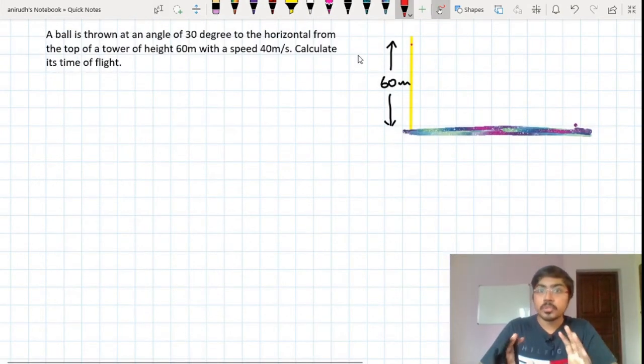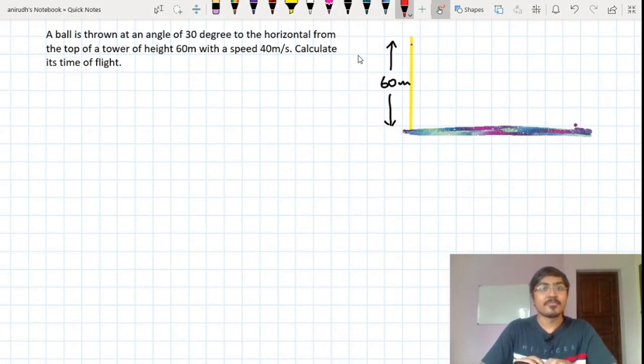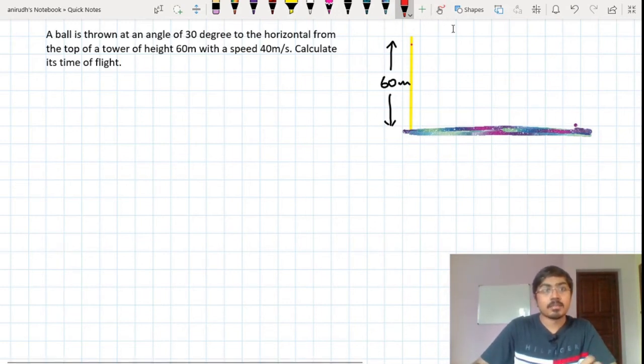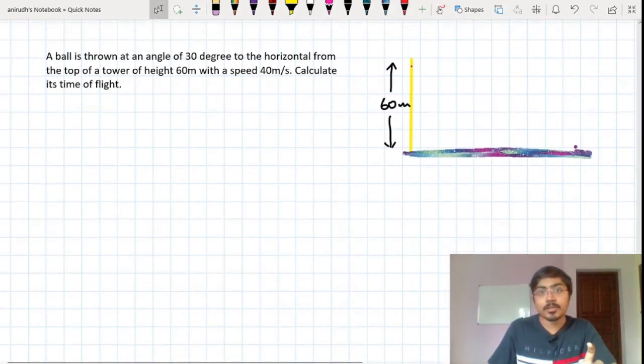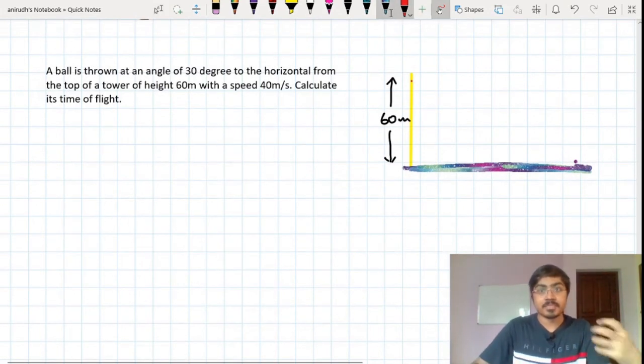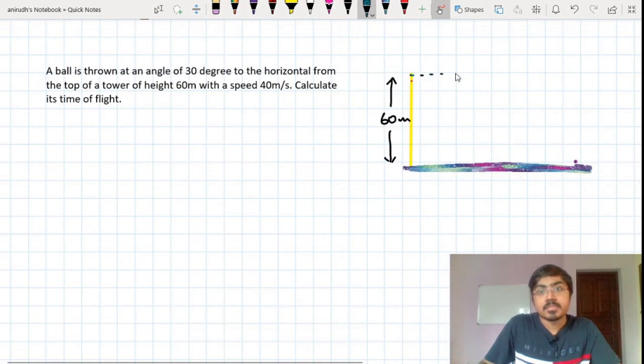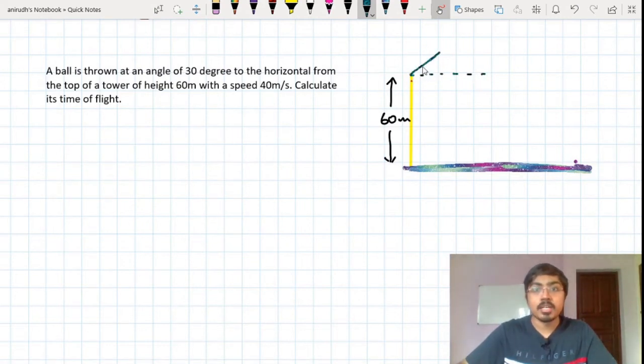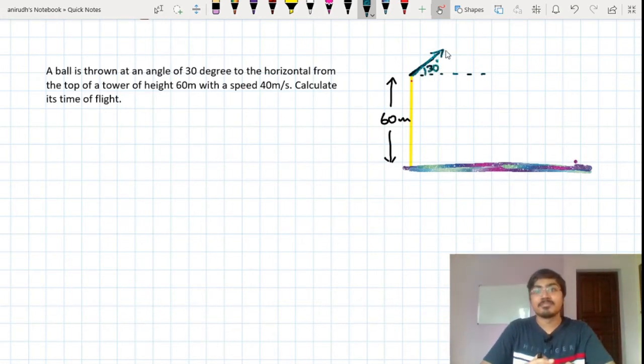Let's try to use whatever concepts we have learned, that formula which we have learned, to solve a question of projectile motion also. See, they are saying that a ball is thrown at an angle of 30 degree to the horizontal. So this is a bit different kind of a question now. So yes, let this be the horizontal. Now it is thrown at an angle of 30 degree to the horizontal, right? So this is the angle 30 degree.